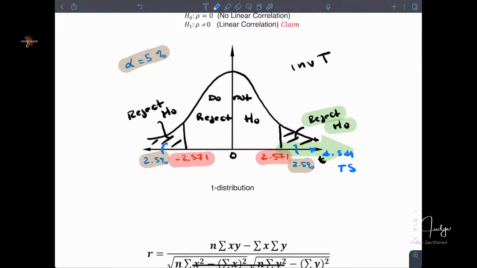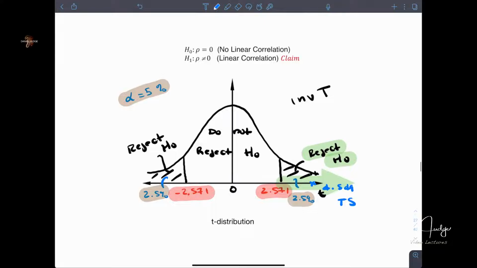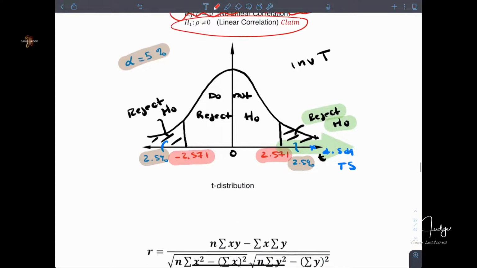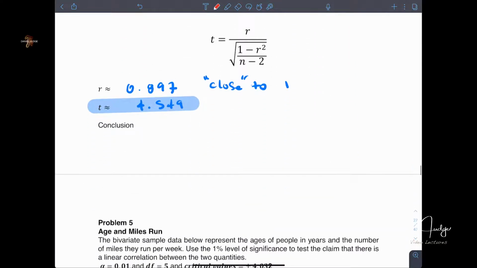And so what that means is we reject the null. So null, you have been rejected, goodbye. And that implies we accept the alternative, and the alternative happens to be the claim that there is a linear correlation. So yes, that's our conclusion, that there's a linear correlation. In fact, it's not that close to 1, so this is a linear correlation. I'm going to say this is still a weak correlation. It's weak positive.